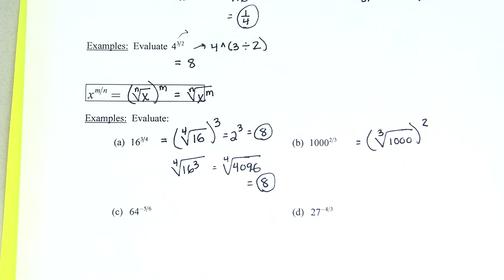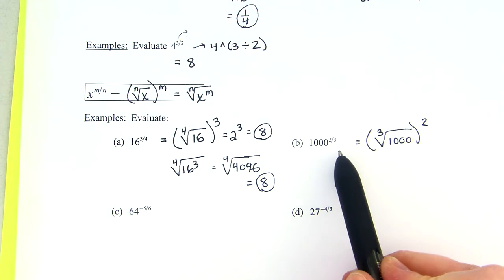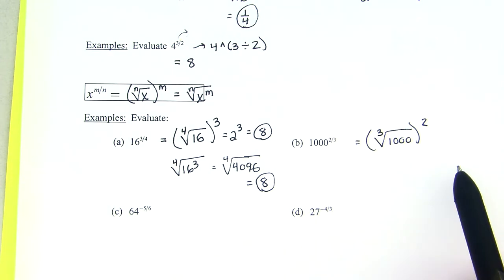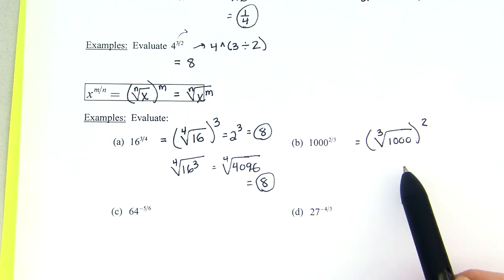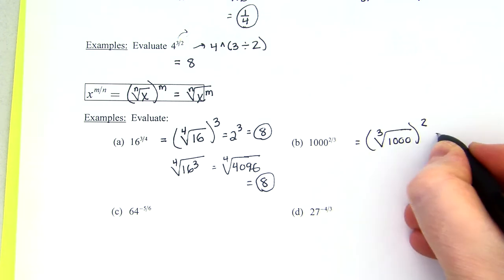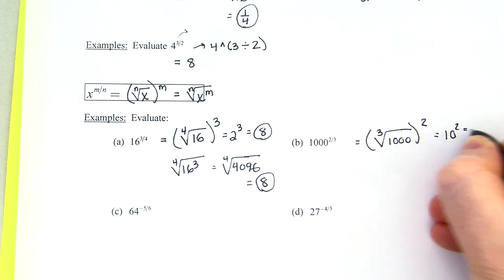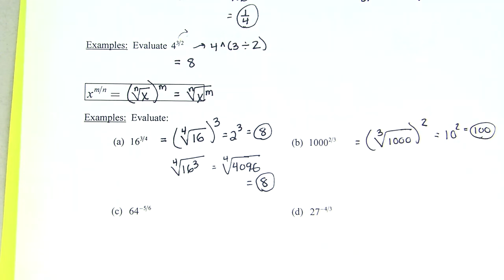Remember, the numerator is the power, denominator is the root. I should be doing the cube root and then squaring it, I think. Are you done, Elias? Yes. What do you have? Okay, I like it. What's the cube root of 1,000? It's 10. What's 10 squared? 100.